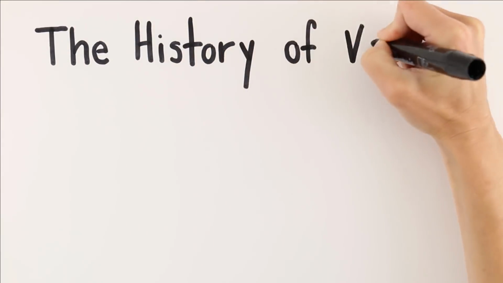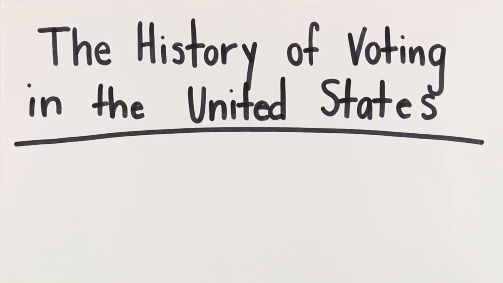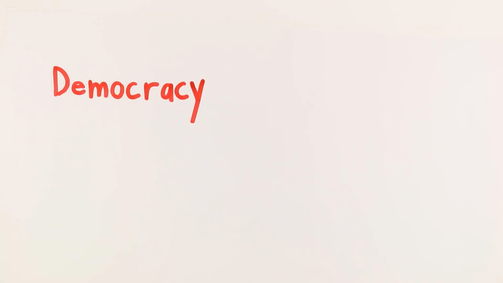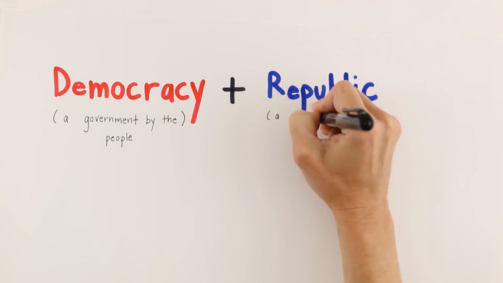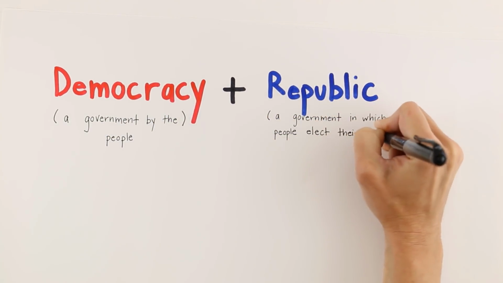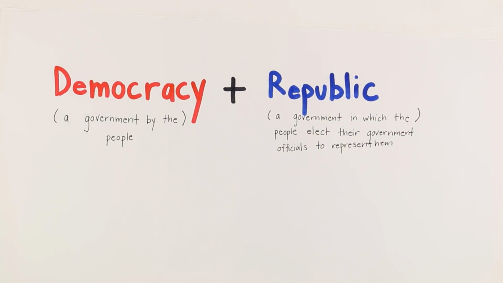Today we will learn about the history of voting in the United States. The United States is a democracy and a republic. Democracy is a general term for a government by the people. A republic is a government in which the people elect their government officials to represent them.